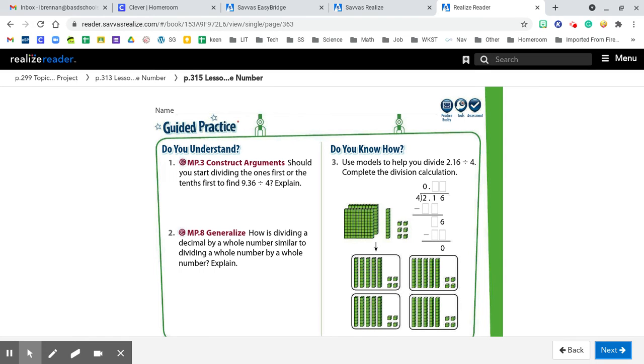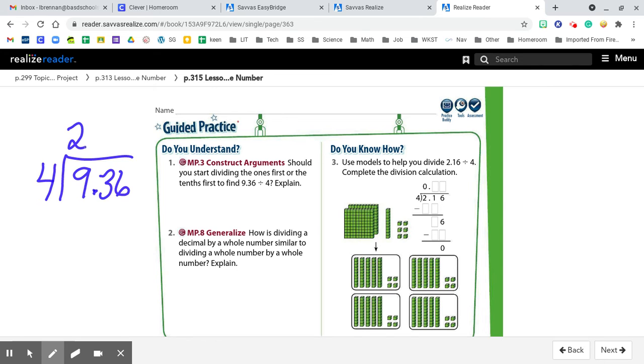Okay, so should you start dividing in the ones or the tenths? We've already done that in the last chapter. So where is the answer going to start? In the problem 4 divided into 9.36, we will start our answer here, and we call that the ones place. That's the whole number ones place.